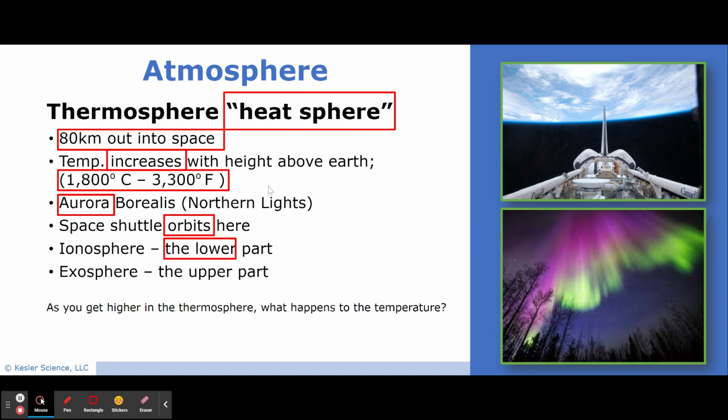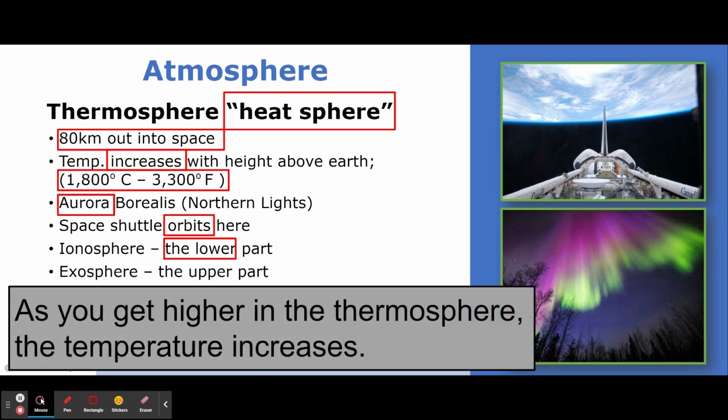And the ionosphere is the lower part. The exosphere is the upper part. So these three bullets, this is what you need to know: the space shuttles, the ionosphere, and the exosphere. As you get higher in the thermosphere, what happens to the temperature? Well, the temperature increases. So as you get higher in the thermosphere, the temperature increases. Please make sure you write that down.